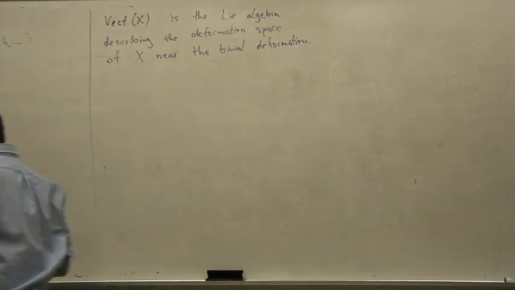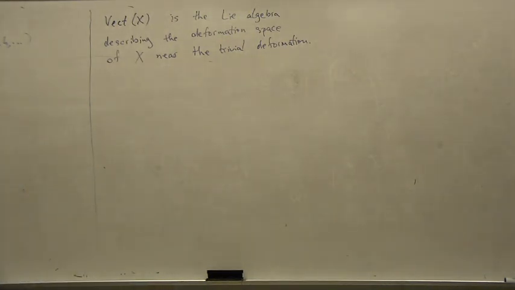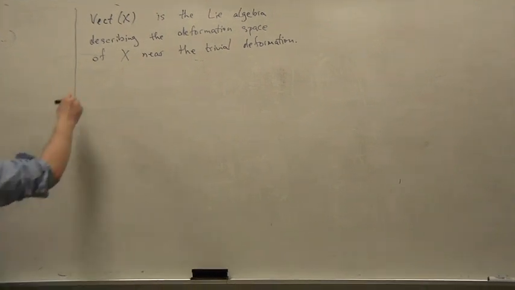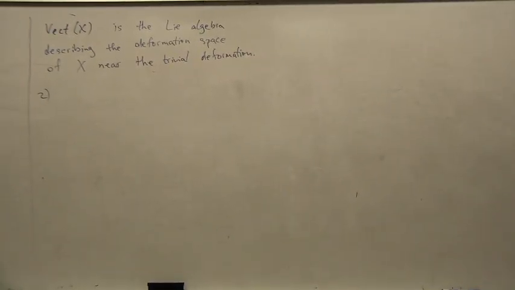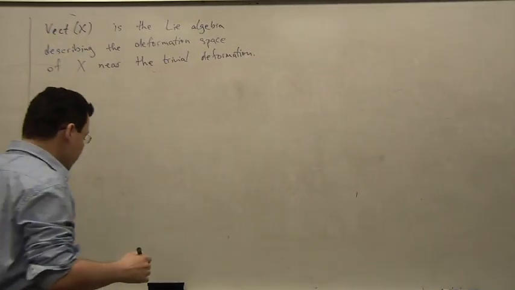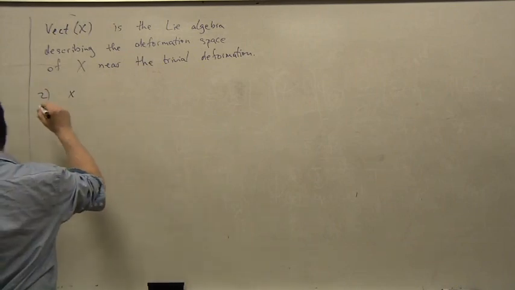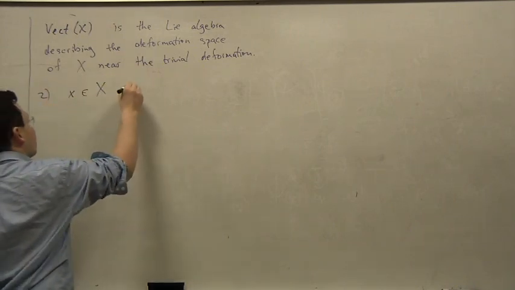So that's a particularly geometric way of thinking about the Lie algebra of vector fields. So let's say this is the first example. The second example, well, all of these are going to have the same kind of flavor. And so the second one is going to be a relative version of this. So suppose I have a point in X.